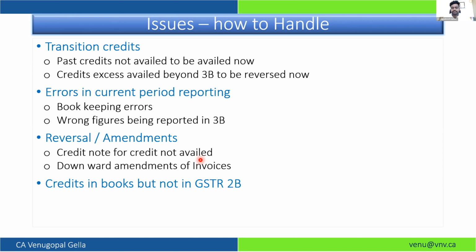So 4A5 will be netted off by that credit note. We have to be more cautious with respect to the credit note, and add back that reduced credit to the 4A5 figure. We also have to be cautious about credit in books but not in GSTR 2B. I have the credit in my books, but my vendor has not uploaded the invoice. What will we do? We will follow up with the vendor and ask him to upload the invoice. But then we have nothing to do within GSTR 3B.